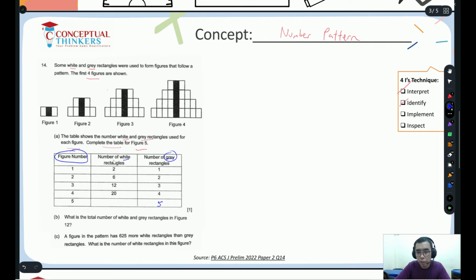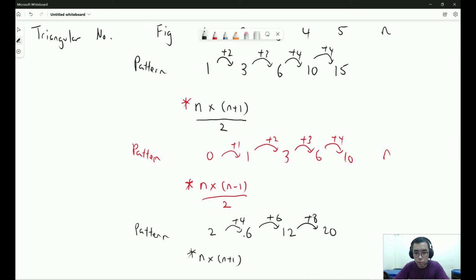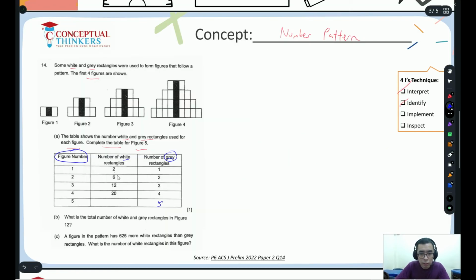Now if you still remember, I actually have a discussion of one of the triangular number pattern on this. So let's go back to this. You notice there's 2, 6, 12 and 20. So we can actually use n times open bracket n plus 1 formula. So let's test it out. So let's say that to get 2, my n will be 1, right? So let me just use n equal to 1. So it's actually 1 times 2.